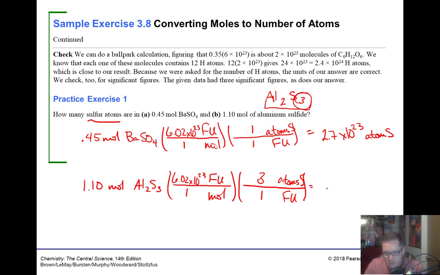So we'll take 1.10 times 6.02 times 10 to the 23rd, and then times 3, and it becomes 1.9866 times 10 to the 24th. This has 3 sig figs. The 3 is a counted value, so it has unlimited sig figs. So it becomes 1.99 times 10 to the 24th atoms of sulfur. So that's that guy.